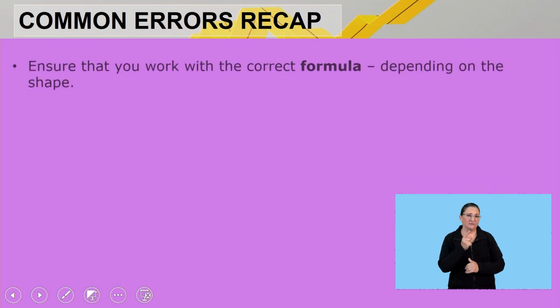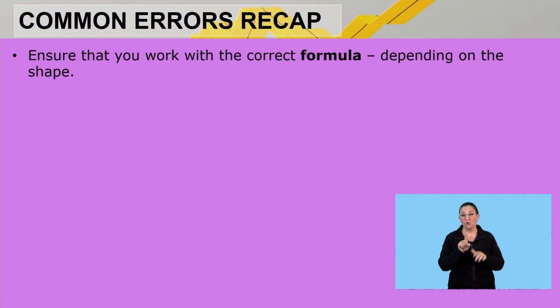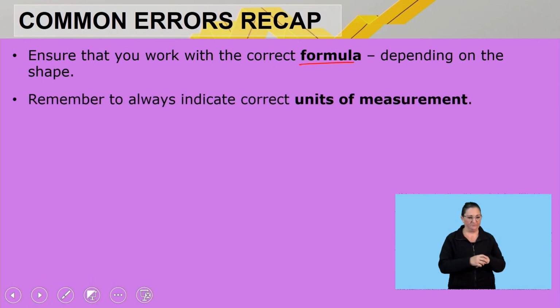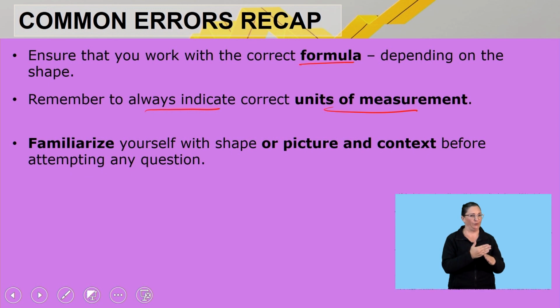Guys, let's quickly look at some common errors or important aspects to consider when you attempt these types of questions. So first up, ensure that you work with the correct formula, depending on the shape that you're working with. Also important, remember to always indicate the correct units of measurement and make sure that you work with them successfully. Then familiarize yourself with the shape or the picture and the context before you start answering any question. Okay? Look at what is presented on paper and try to make sense. Try to figure out what exactly is happening in the question.